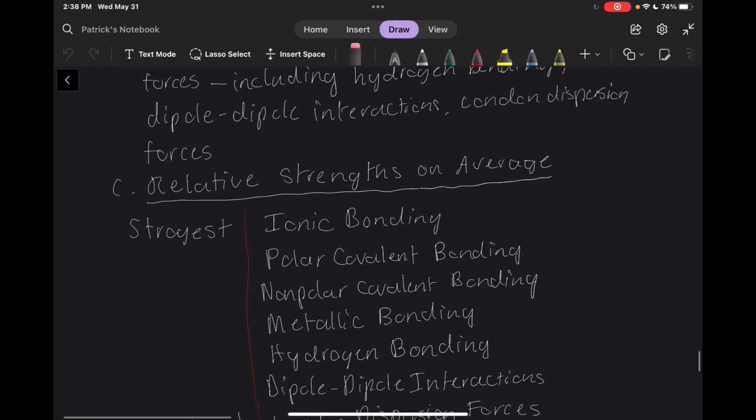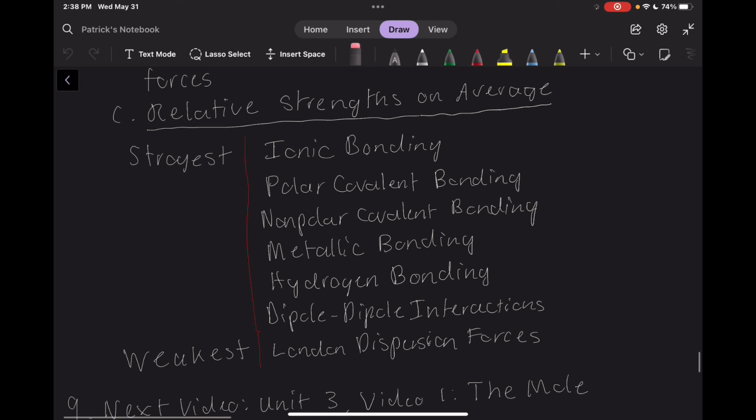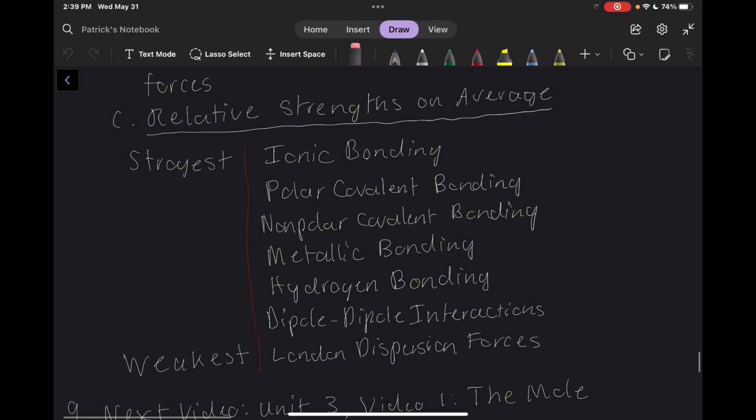Down here, we have a table which contains all the interactions and forces we've described thus far. These are average strengths, but they should be accurate in most cases and under most physical conditions. Going from strongest to weakest, we have ionic bonds, polar covalent bonds, non-polar covalent bonds, metallic bonds, hydrogen bonds, dipole-dipole interactions, and London dispersion forces.